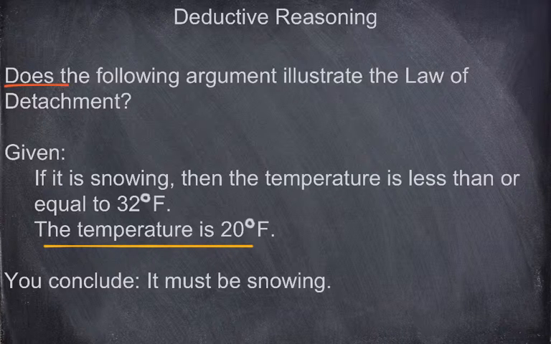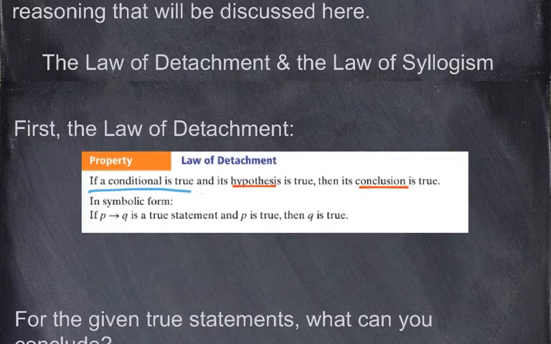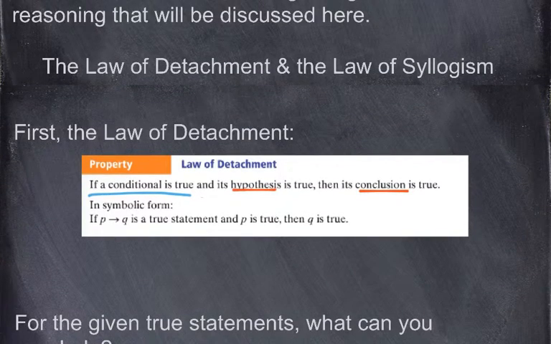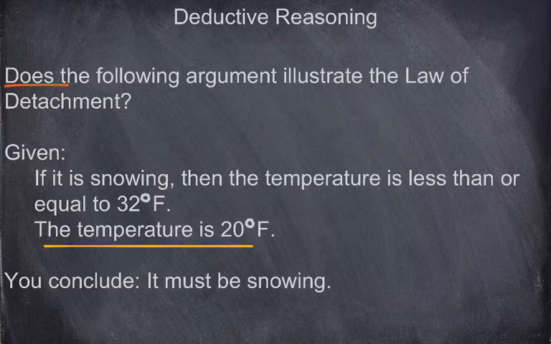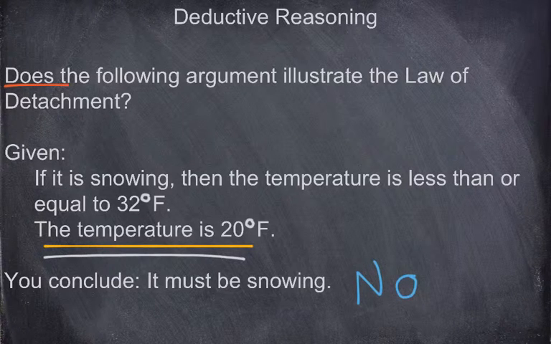Because remember that the law of detachment says, back on the first page, if the conditional is true and its hypothesis is true, then the conclusion is true. But here, on this one, the temperature is 20. That's actually talking about the conclusion. So can we conclude that it must be snowing? In this case, no. This does not follow the law of detachment, because the second sentence that we are given is talking about the conclusion, not the hypothesis.